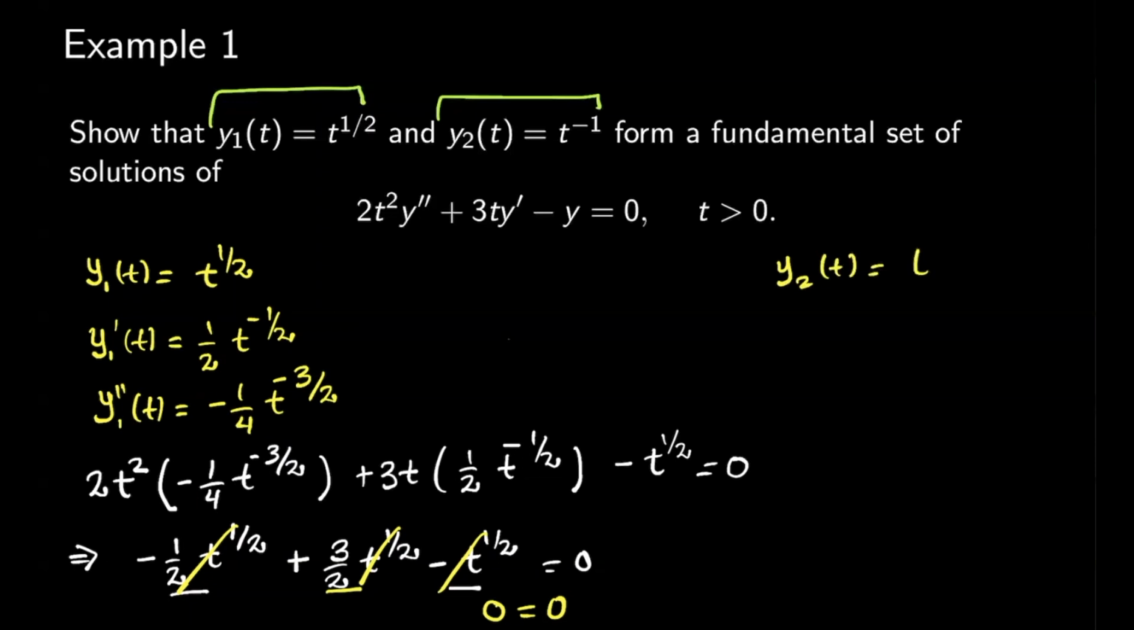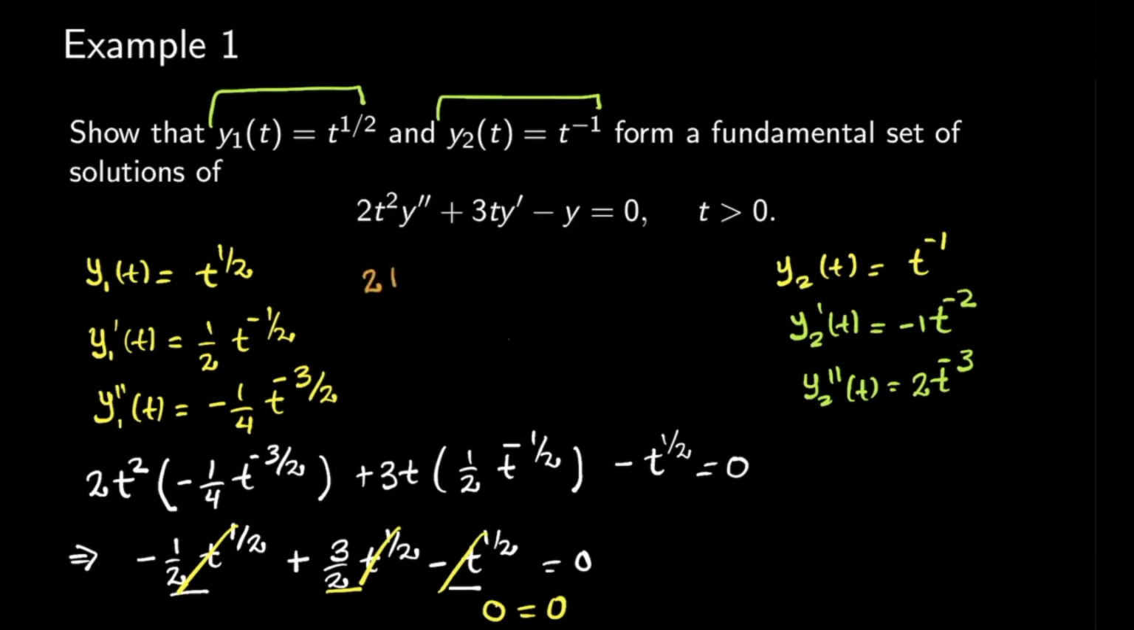So we calculate y2 prime of t, which is minus 1 t to the power minus 2, and y2 double prime of t, which is minus minus plus 2 t to the power minus 3. And now we will plug everything into the differential equation.